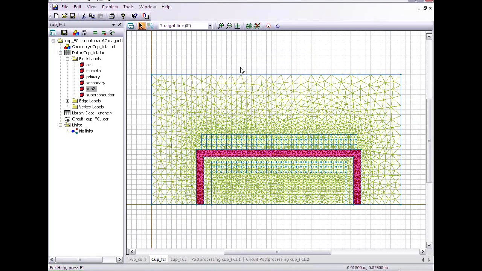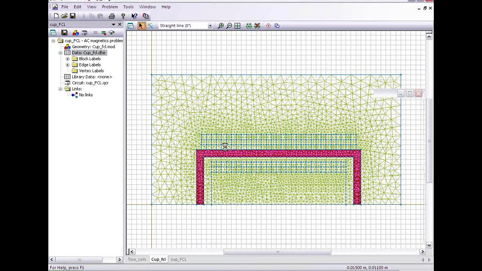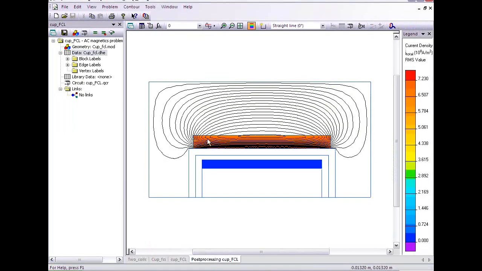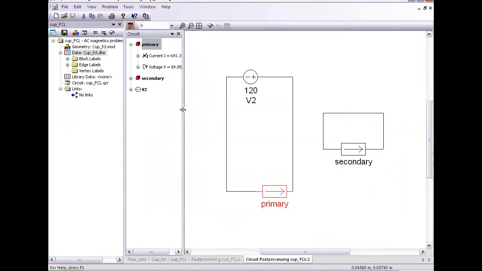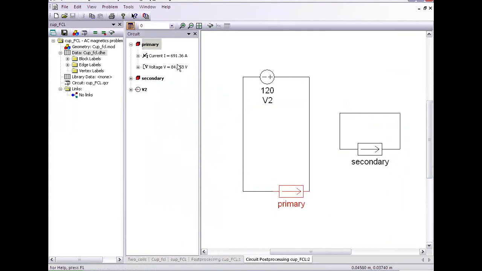So this would really represent the unfaulted case, where there is no ingress of field into the superconductor. In this case, it's completely screening the field from the interior region. And we can look at the current flowing in the primary, which is a little bit bigger here, 691. So this is reduced the current in the primary a little bit smaller than in the unfaulted case and the faulted case.